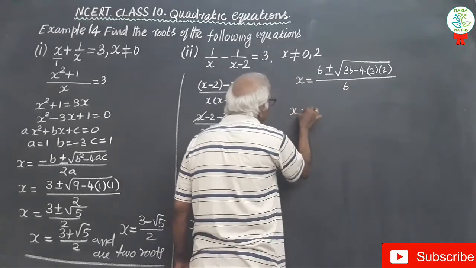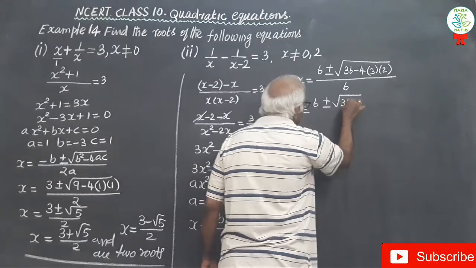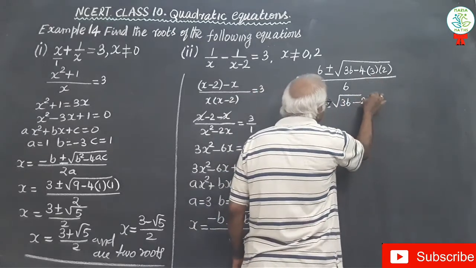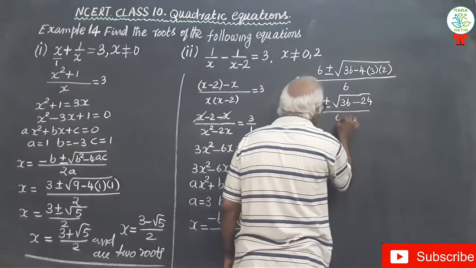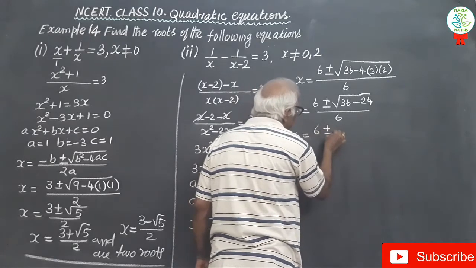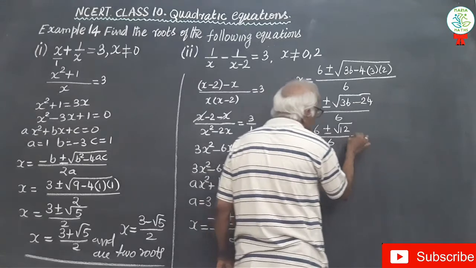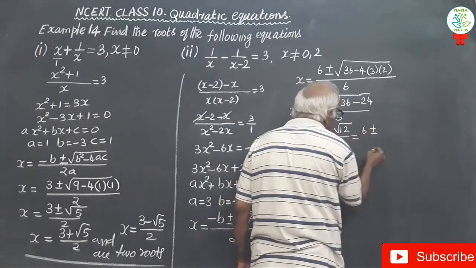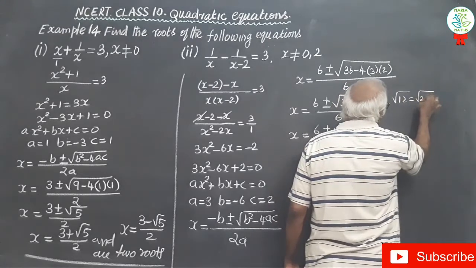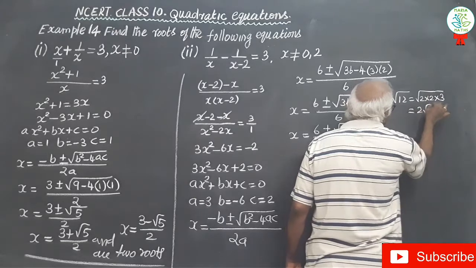x is equal to 6 plus or minus root of 36 minus 24, that is 12, by 6. Therefore x is equal to 6 plus or minus root 12 by 6. Root 12 can be written as root of 2 into 2 into 3, which is equal to 2 root 3.